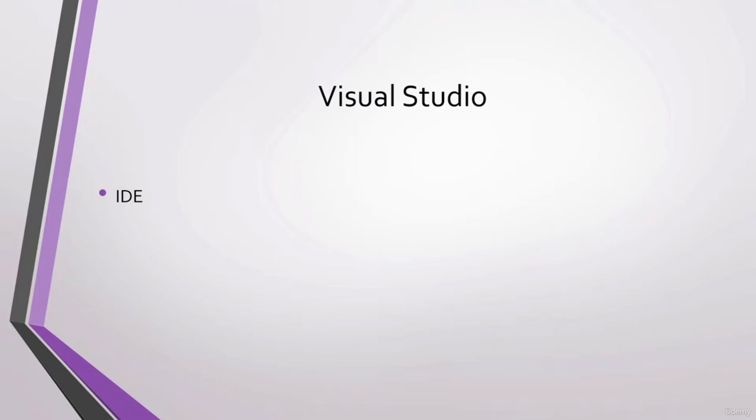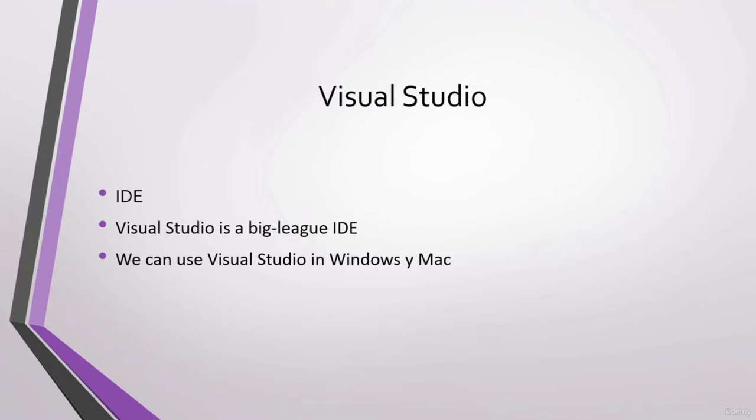There are two main options for this course: Visual Studio and Visual Studio Code. Visual Studio is a big IDE. It is quite powerful and popular in the .NET world. It's the default option for many people who develop in .NET. With Visual Studio, we can develop all kinds of .NET applications. We can use Visual Studio on Windows and Mac. There is no Visual Studio option for Linux. For Linux, we can use Visual Studio Code, which we will talk about in a moment.